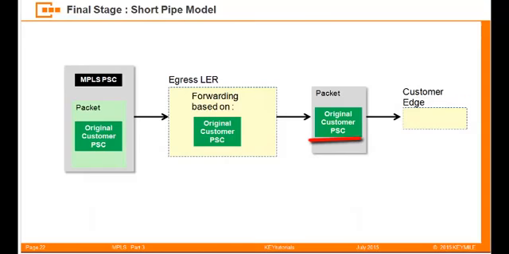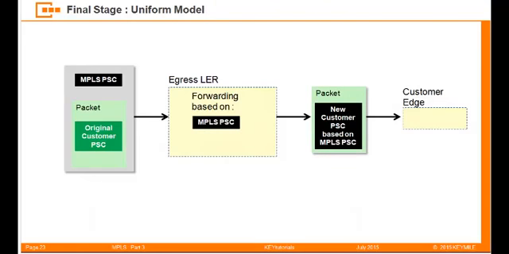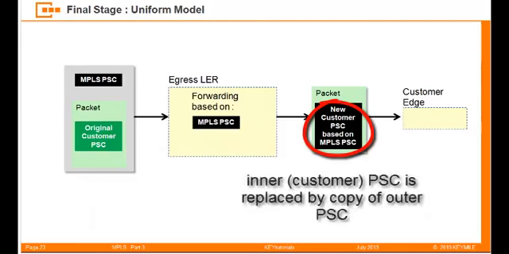And lastly, the third model. This is called the uniform model. Like the pipe model, the forwarding of packets is according to the MPLS PSC. But, unlike both pipe models, the original customer PSC is discarded and replaced with a copy of the MPLS PSC for its onward journey to the customer edge.